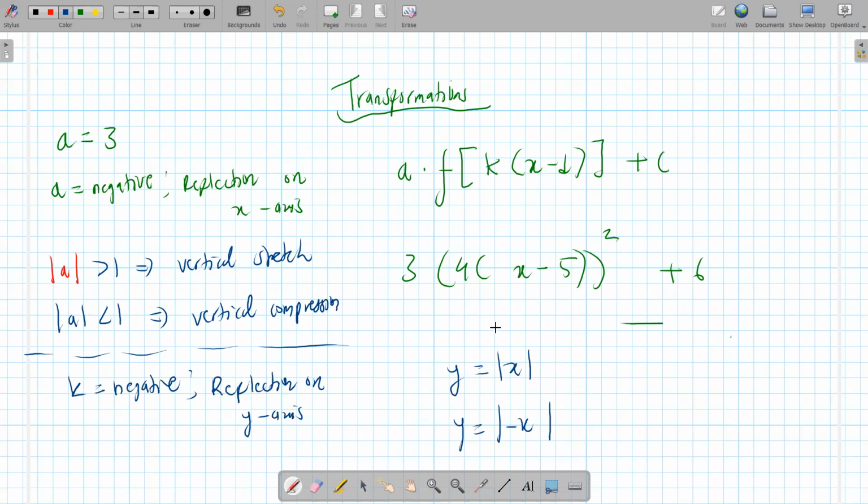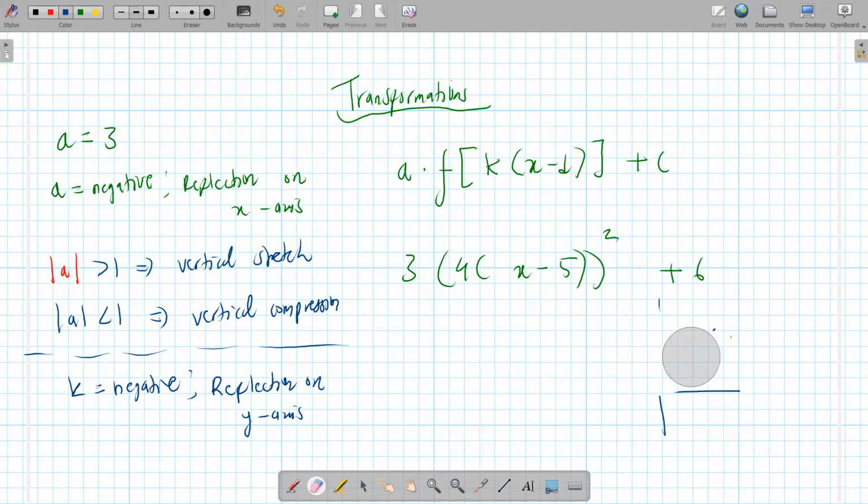K value is the number that's multiplied to the x. What's multiplied to the x here? -1, right? But what we're concerned with is whether k is negative or not. Yes, it is negative. This is actually not a very good example because the absolute value function is a symmetrical function. So even if you were to reflect it on the y-axis, nothing would change. You'd literally get what you started with before.